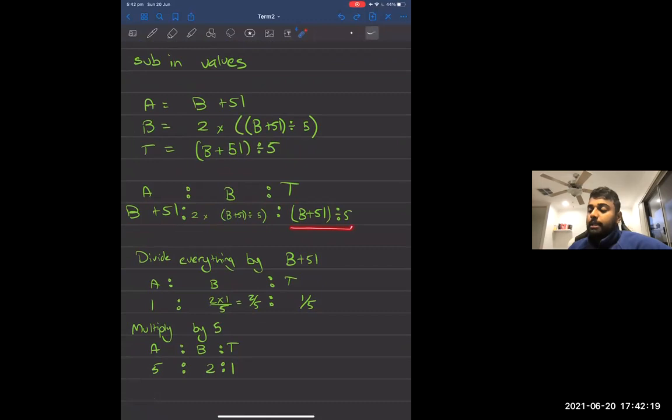Yeah. Okay. Now here is the confusing part. I know the whole thing's confusing, but this is where it gets a bit more confusing. Since all of these have a B plus 51 in it, we can get rid of B plus 51 from all of them by dividing all of them by B plus 51. So here's my question. I'm going to choose Tanya. Okay, Tanya, can you unmute?